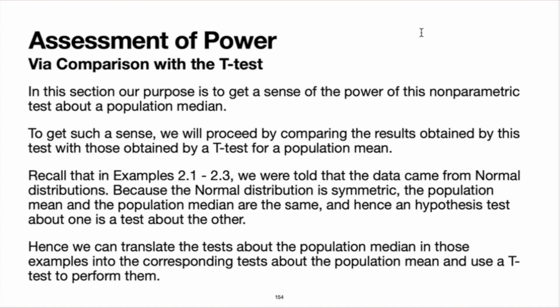Now recall that back in examples 2.1 through 2.3, we were told specifically that the data came from a normal distribution. Because the normal distribution is symmetric, the population mean and the population median are the same, and hence a hypothesis test about one is a test about the other. Hence we can translate the tests about population medians in those examples into the corresponding tests about the population mean and then use a t-test to perform those tests.